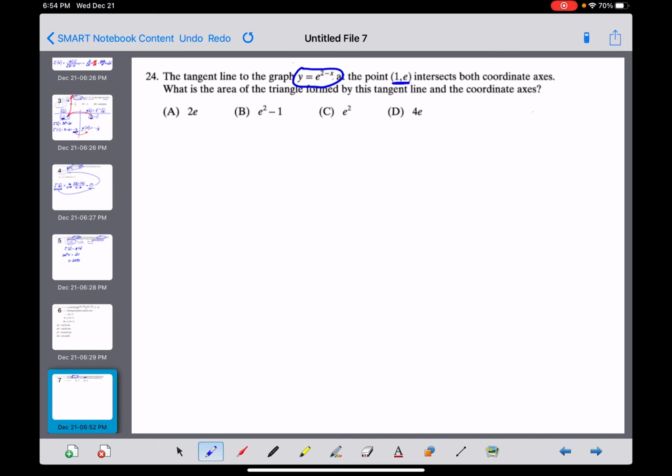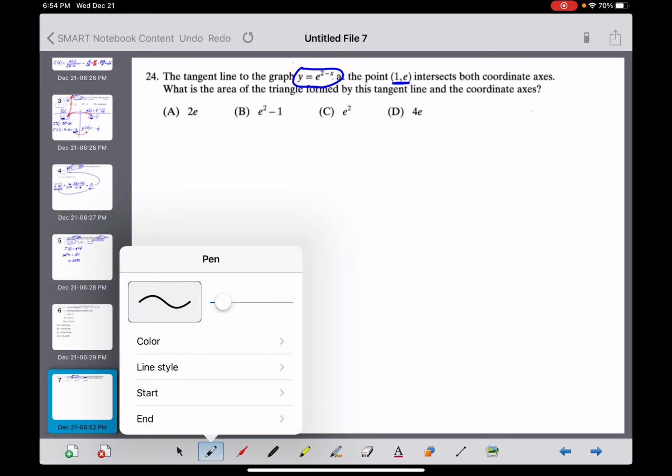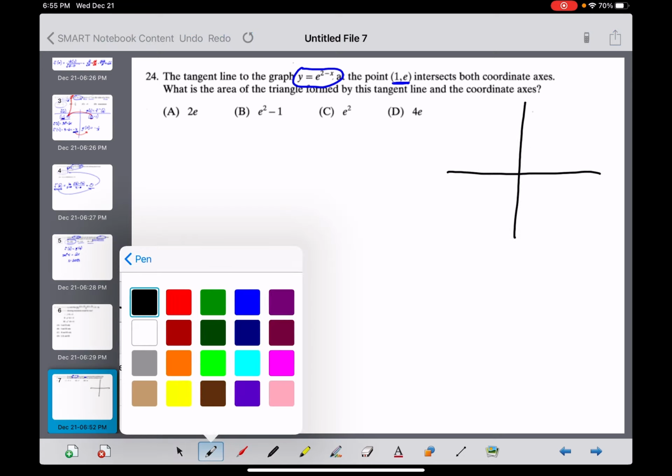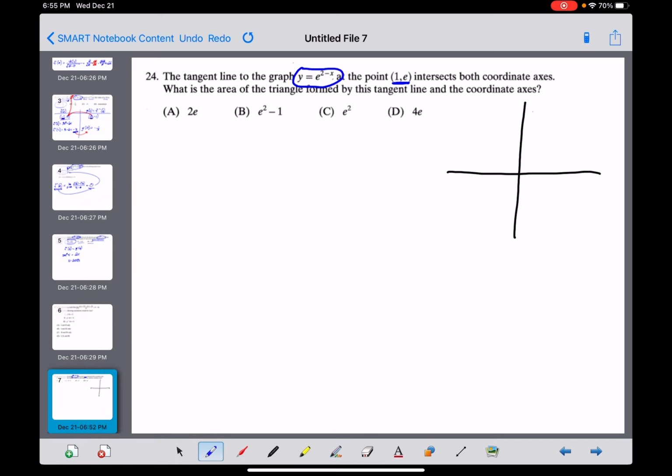And the tangent line here, it says, intersects both of the coordinate axes, the x-axis and the y-axis, which means it has to be a diagonal line. They want to know the area of the triangle formed by this tangent line and the coordinate axes. So without getting too in-depth, the graph of this thing, you might recognize and you might not. I don't think it matters, though, like I said. The point 1, e, I'm just going to eyeball this right here. They're telling you that's the point of tangency. So clearly, that point is in the first quadrant.